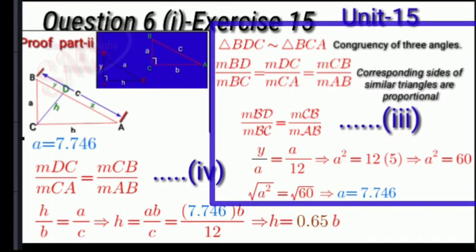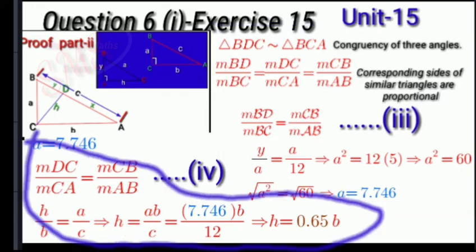By using proof part 2, the value of A is found instead of the value of Y. Also the value of H is 0.65 multiplied by B. This can also be found by the proportionality of corresponding sides of similar triangles.